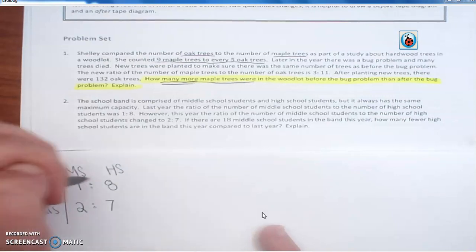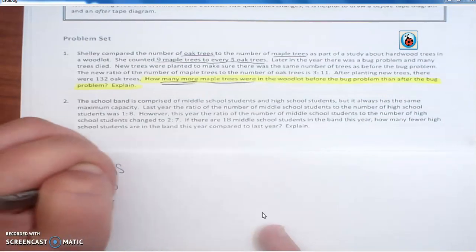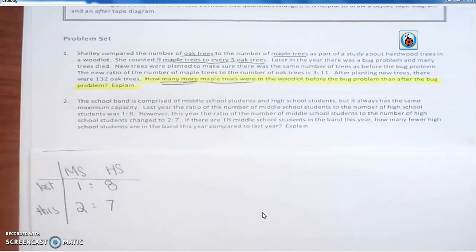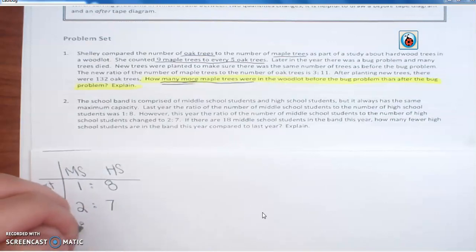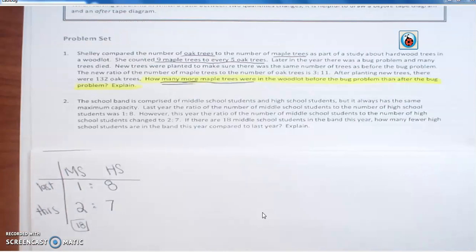That's going to help me organize my thoughts. Okay, 1 to 8 was my first ratio, 2 to 7 was my second ratio. I got that right from the problem. If there are 18 middle school students in the band this year, how many fewer high school students are in the band this year compared to last year?